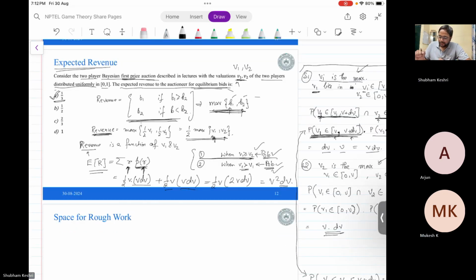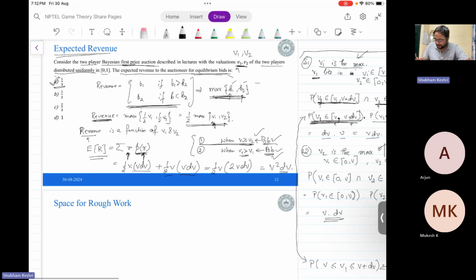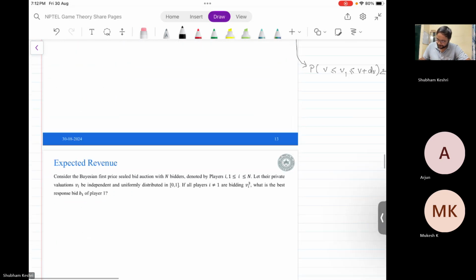Okay. So you see this problem, we had the distribution of random variables as uniformly distributed between 0, 1. You can have other kinds of distribution. The steps will remain the same. You can obtain the expected revenue. All right. We'll move on to the next question.